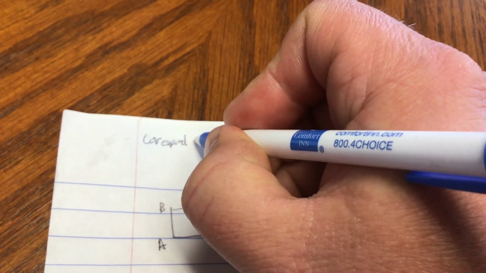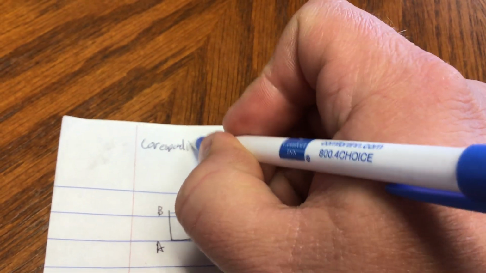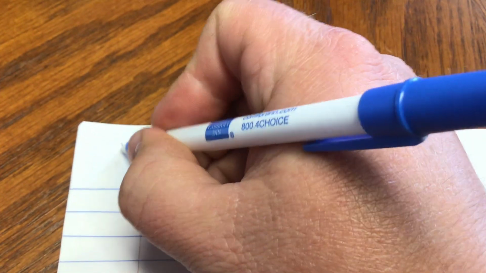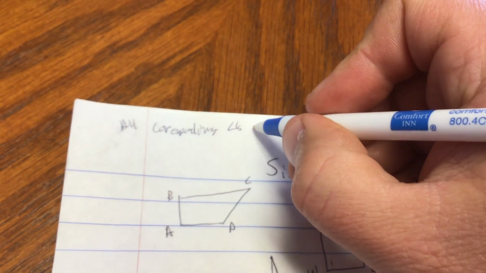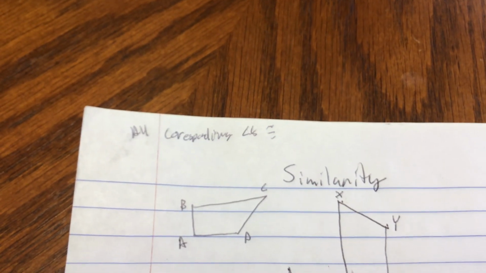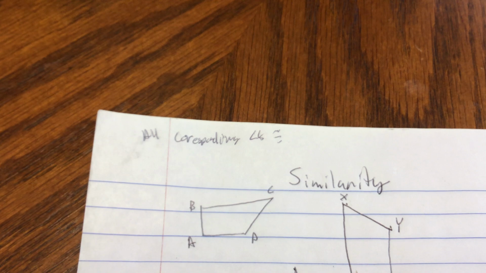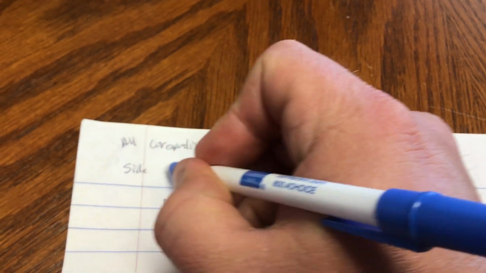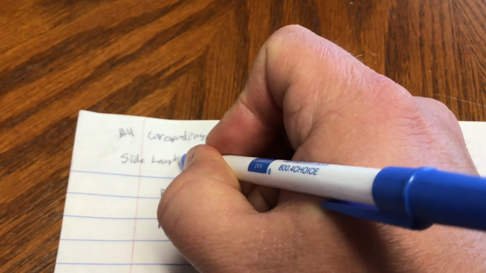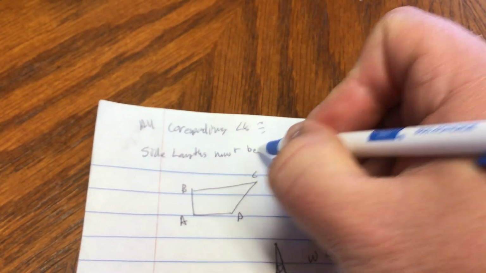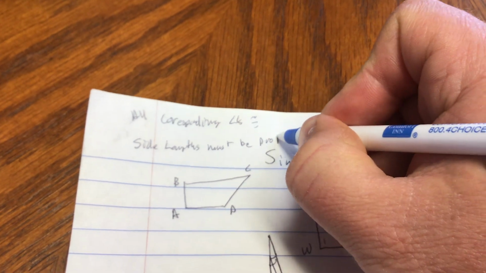Corresponding angles, all corresponding angles, have to be congruent. In order for figures to be similar, all corresponding angles must be congruent. And then the side lengths must be proportional.